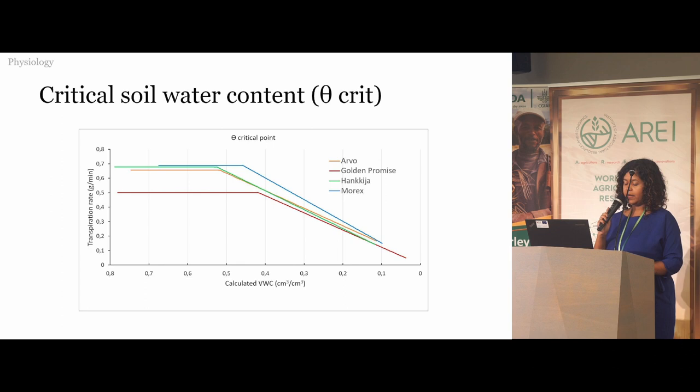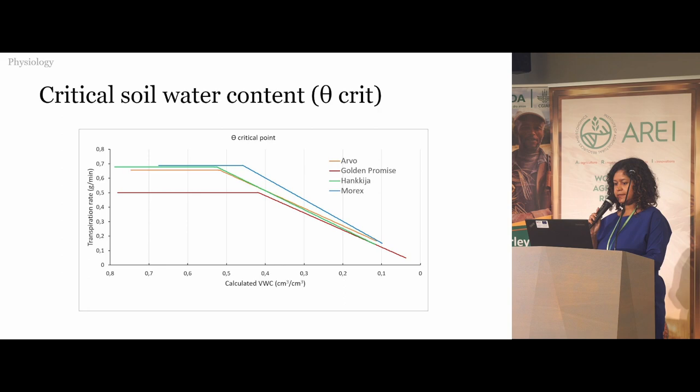If we compare the varieties, the red line is Golden Promise and the blue line above is Morex, and they both reach the theta critical point at around the same calculated volumetric water content. On the other hand, Arvo and Hankia reach the theta critical point earlier than these two varieties. So we can predict that Golden Promise and Morex are taking risk to survive in low soil water content, compared to Arvo and Hankia, which reach the theta critical point before the other two varieties, even when they have water.